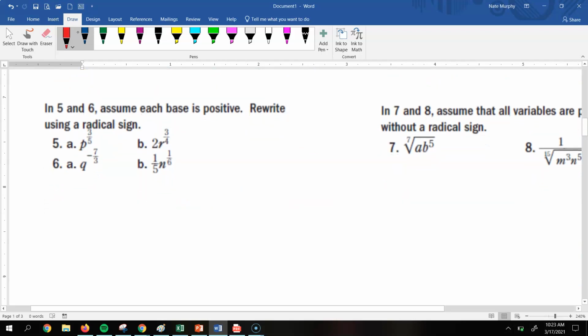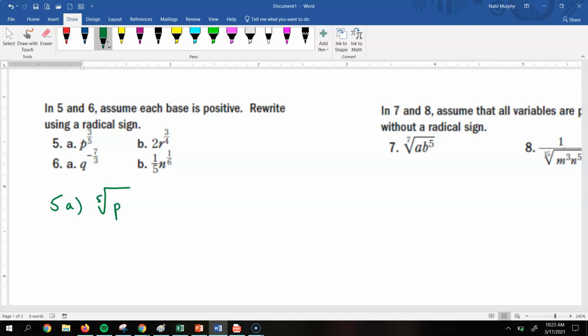All right, let's look at numbers 5 and 6. So starting with number 5. For 5a, they ask us to rewrite these using a radical sign. So remember, the denominator represents the root. So this is going to be the 5th root. The numerator represents the power. So this will be the 5th root of p cubed.